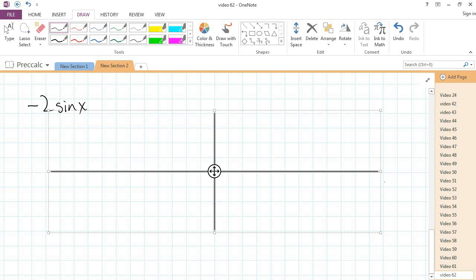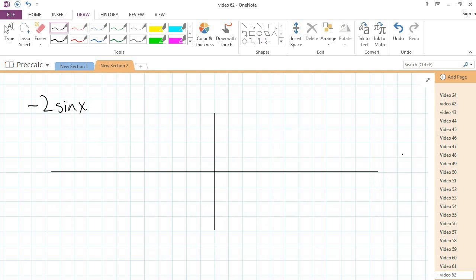X-axis I mark up the same. Every mark is worth a quarter of the period. So 90, 180, 270, 360. Okay, my amplitude is the absolute value of this number out in front. So my amplitude is 2. My high point is at 2. I'm going to make that worth 2 blocks. And my low point is at -2.